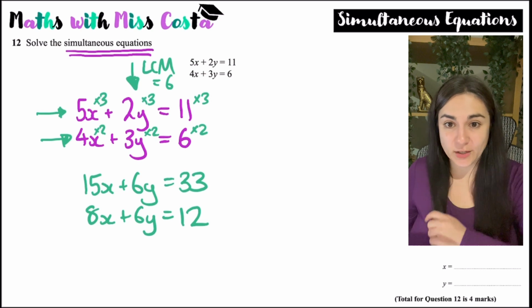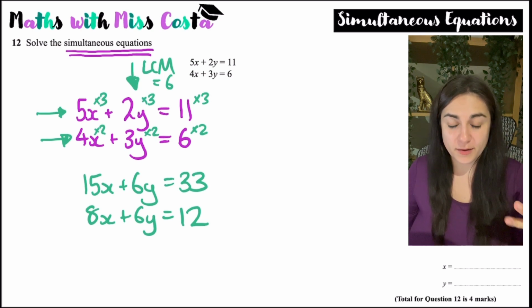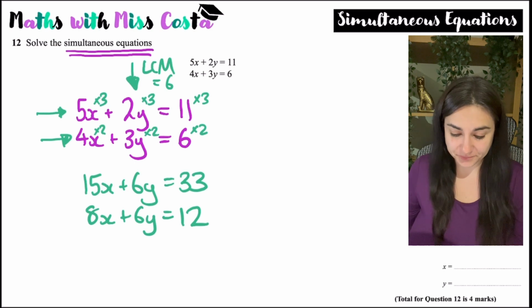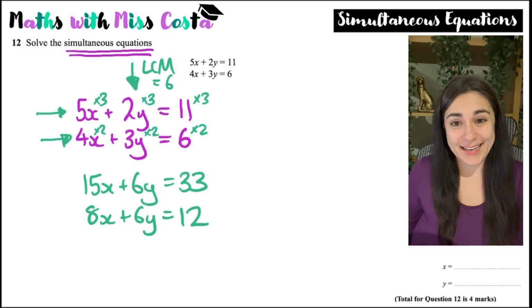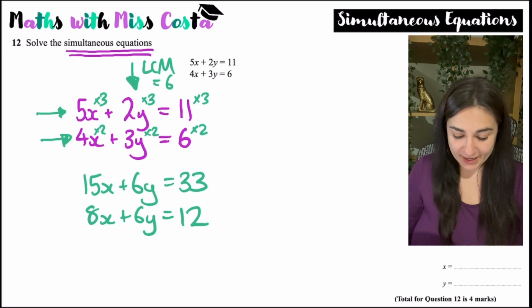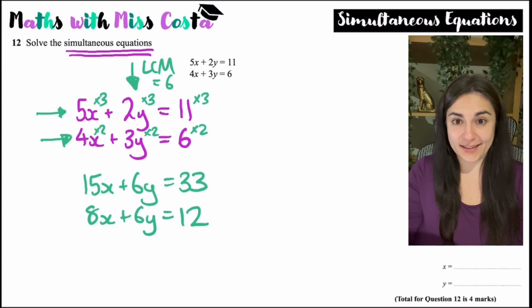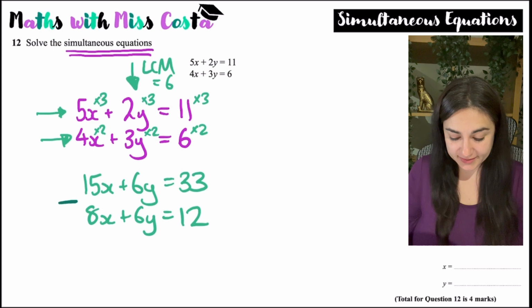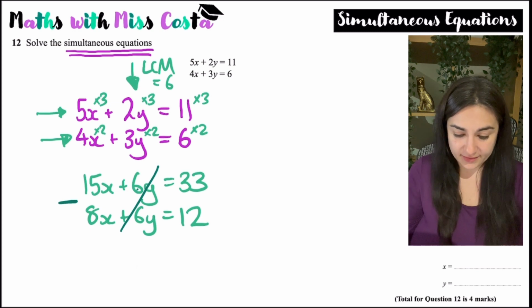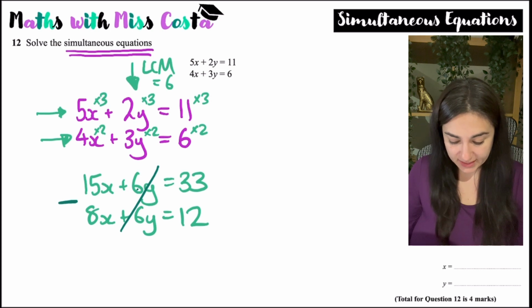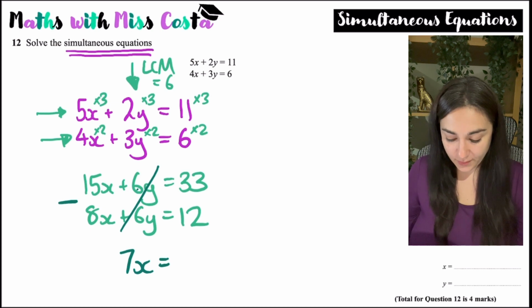So now you've got your simultaneous equations and a variable in common, because 6y appears in both equations. So what I can then do is eliminate that variable because it's common to both of them. To eliminate it, I want to get rid of it. If I've got 6 and 6, how can I eliminate it? I can subtract, because 6 take away 6 gives you 0. So you've eliminated the y variable, it's no longer there. And you subtract the rest of the equation too. So 15x take away 8x is going to leave you with 7x, and 33 take away 12 is 21.